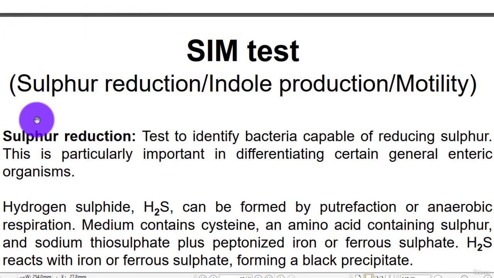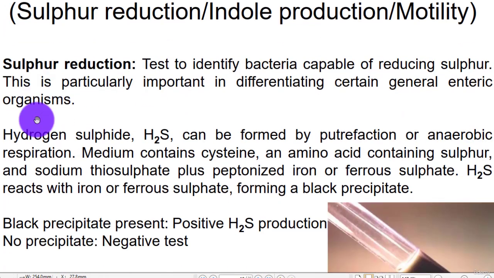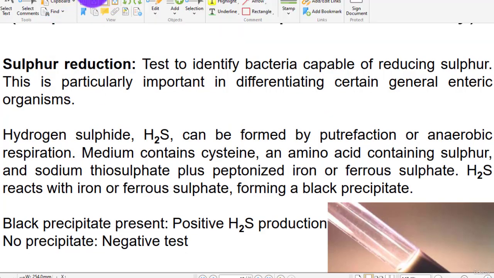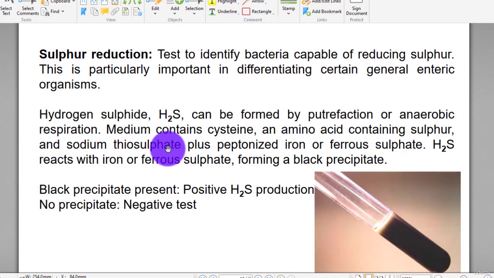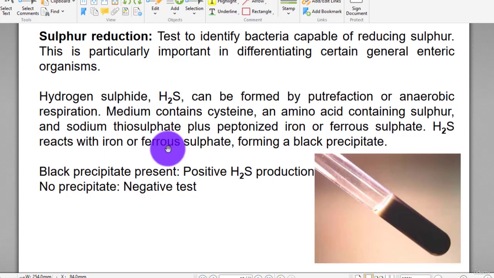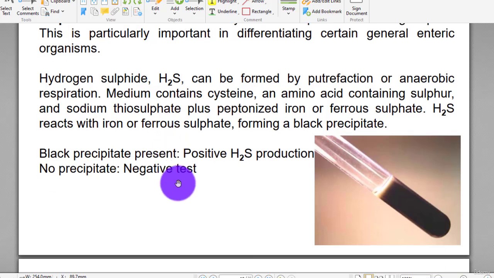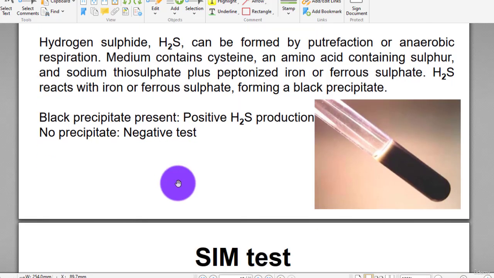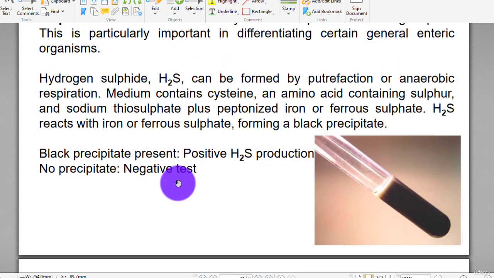Sulfur reduction, indole production, motility. Sulfur reduction test identifies bacteria capable of producing hydrogen sulfide. This is particularly important in determining certain genera of enteric organisms. Hydrogen sulfide can be formed by putrefaction or anaerobic respiration.